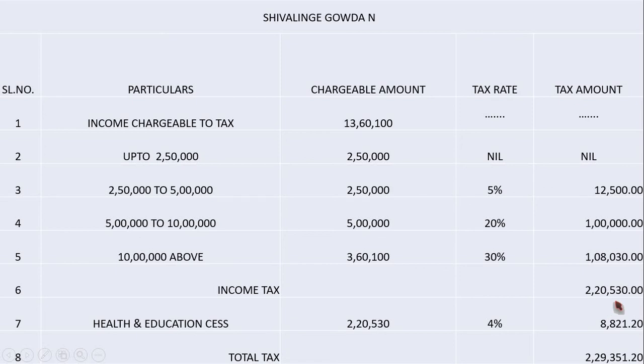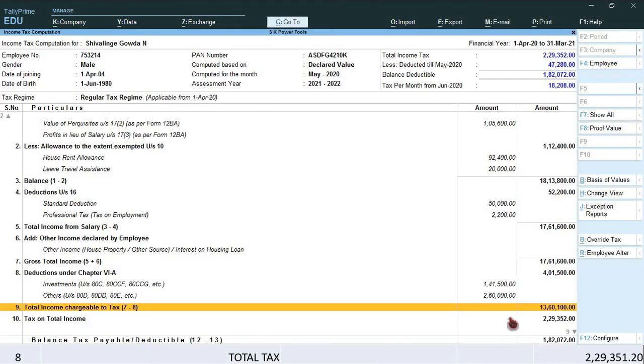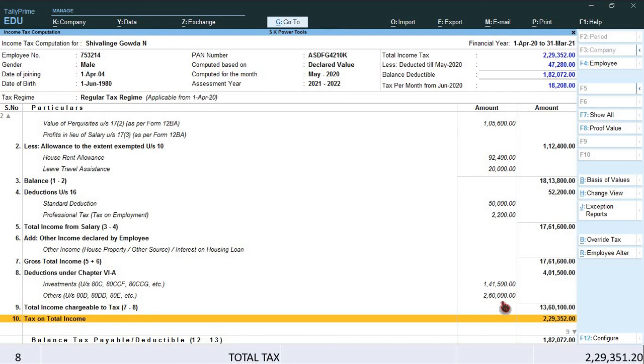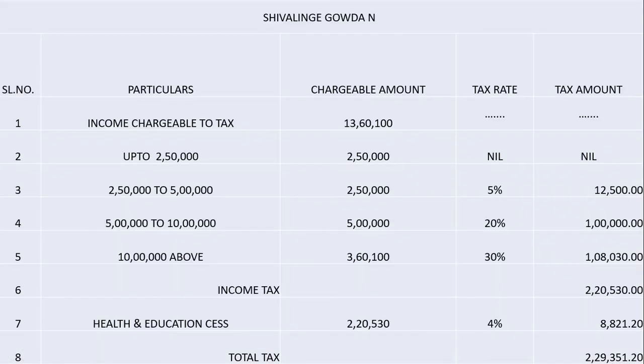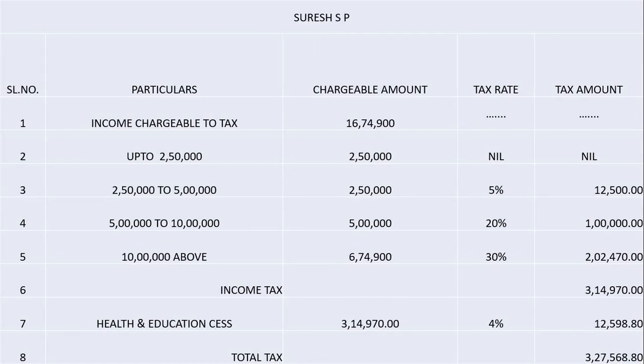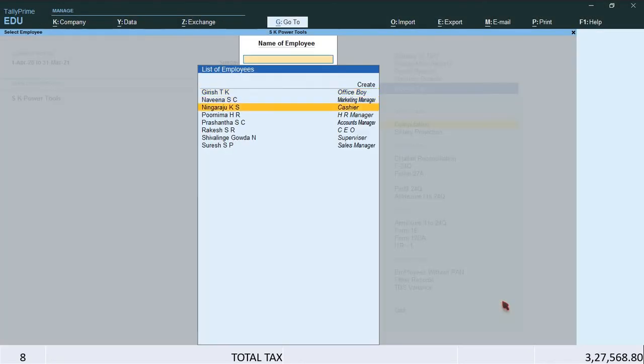So 2,20,530. Add 4% health and education cess, that is 8,821.20. So total tax is 2,29,351.20 paise. So 2,29,352. But he made a round figure. So last, Suresh SP. Select Suresh SP.